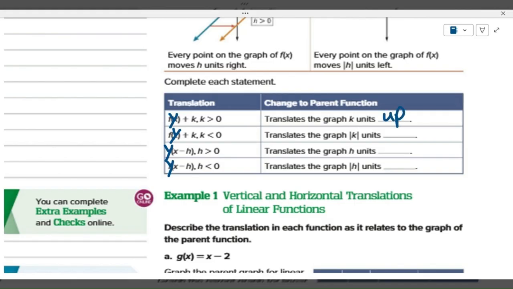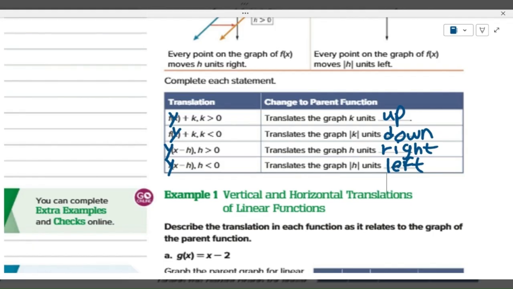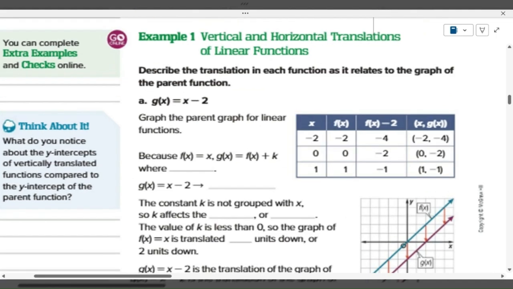by k units. If we add a negative value of k to y, we know the graph's going to shift down that many units. If we subtract a positive value from x, we know that we are going to go to the right. And if we subtract a negative value from x, then we know we're going to go to the left. So we're making moves on the x-axis and the y-axis. Let's do an example to really understand what's going on here.